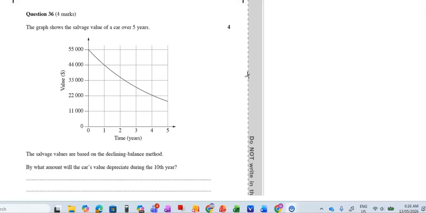Question 36. The graph shows the salvage value of a car over 5 years. The salvage values are based on the declining balance method. By what amount will the car's value depreciate during the 10th year?